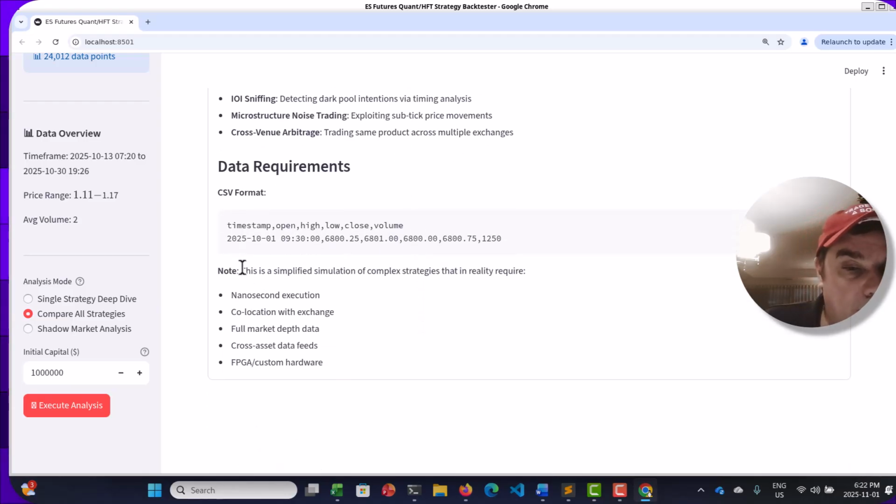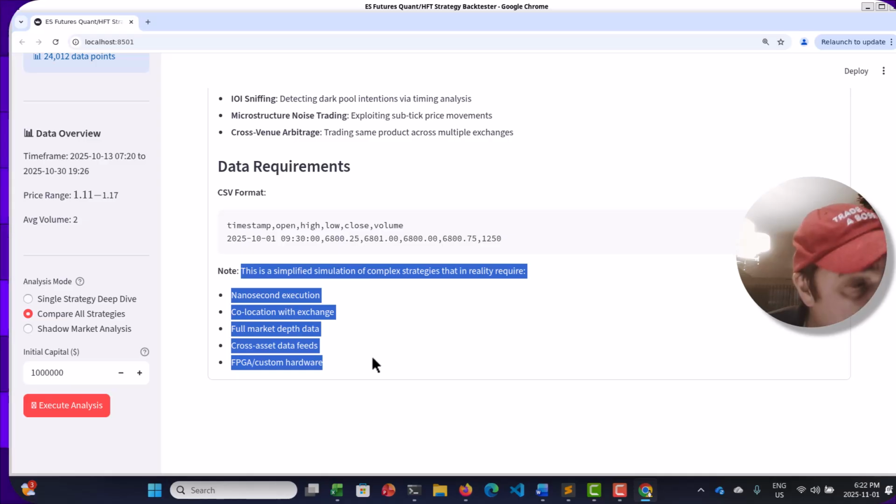But this is important to know, and this can be said for everything that I'm about to show you, for every instrument. These are simplified simulations of very complex strategies that in reality require nanosecond execution, co-location within the exchange, full market depth, cross-asset data feeds. And again, I've talked about those in that video with the CME proprietary feeds that are part of it when you get co-located within, in this case, CME, and then the FPGA custom hardware.